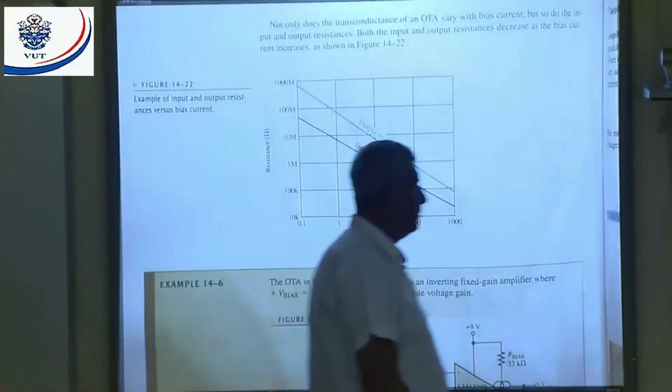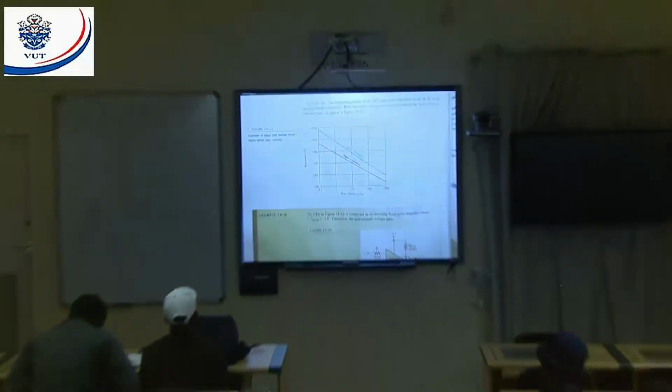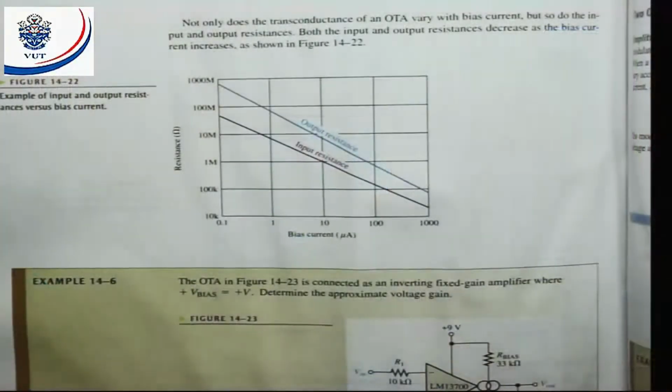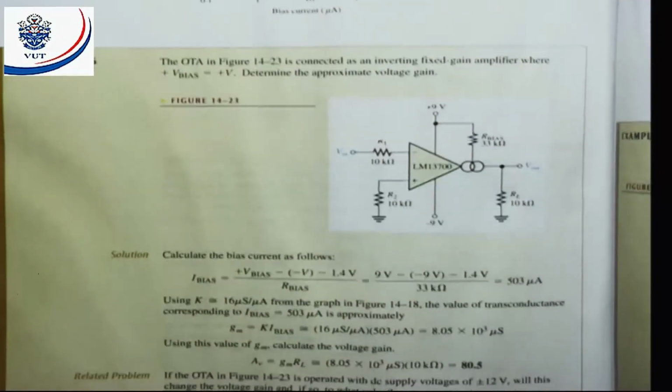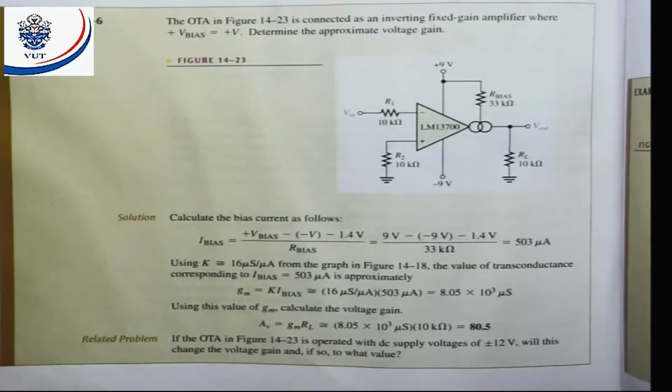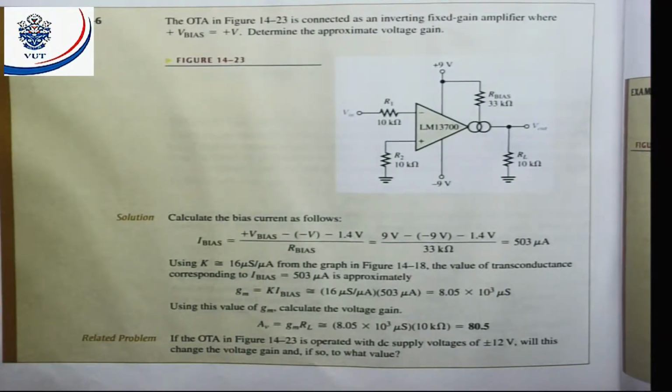Let's go and have a look at example 14.6. They say the OTA in figure 14.23 is connected as an inverting fixed gain amplifier where plus V bias equal to plus V. Determine the approximate voltage gain. All right, this thing will also have a fixed voltage gain because my bias current is fixed. It's not going to change.